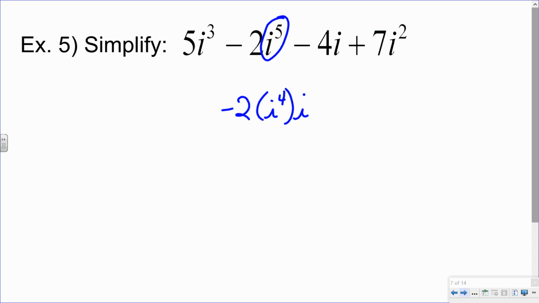What was i cubed? How do we simplify i cubed? We have that written down. This time I'll get it right. Lydia. It is going to be negative what?